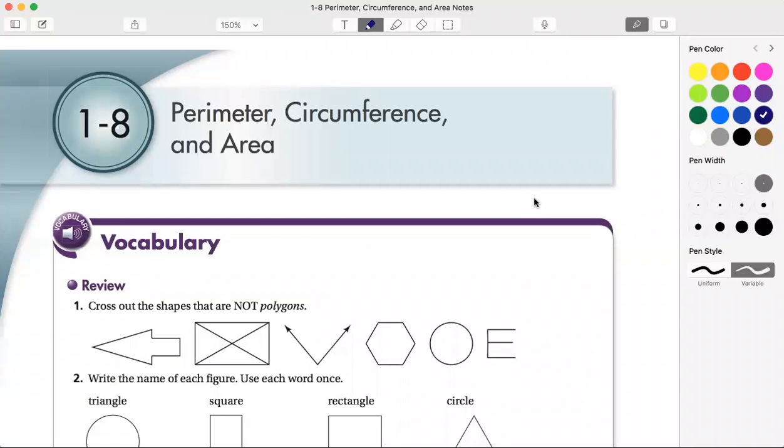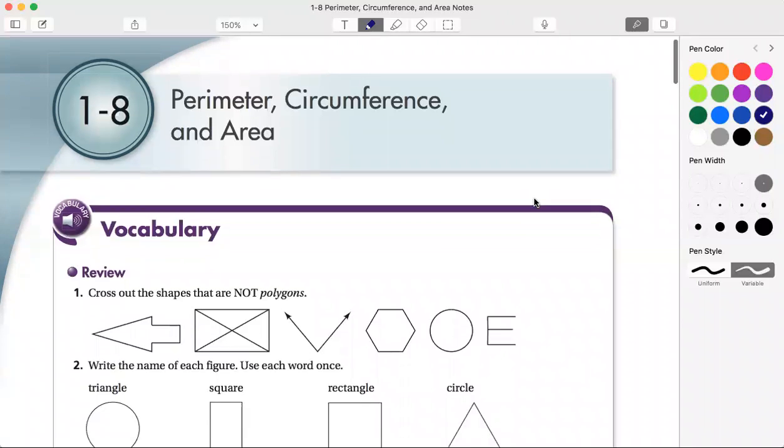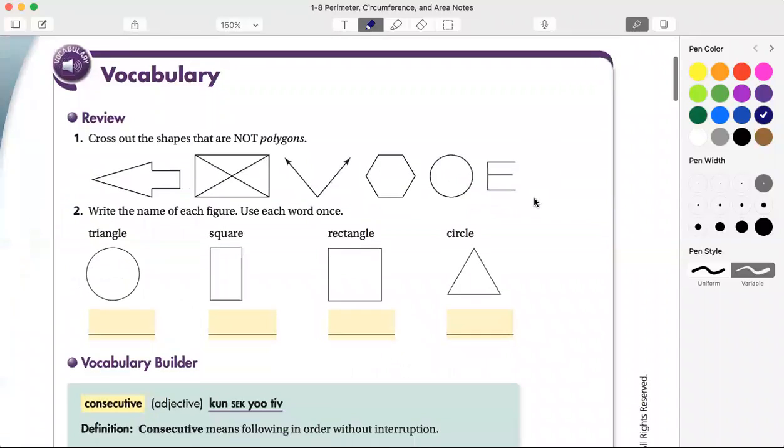All right, and this brings us to our last section of chapter 1. So this is section 1-8, and it's perimeter, circumference, and area. All right, so let's quickly review.